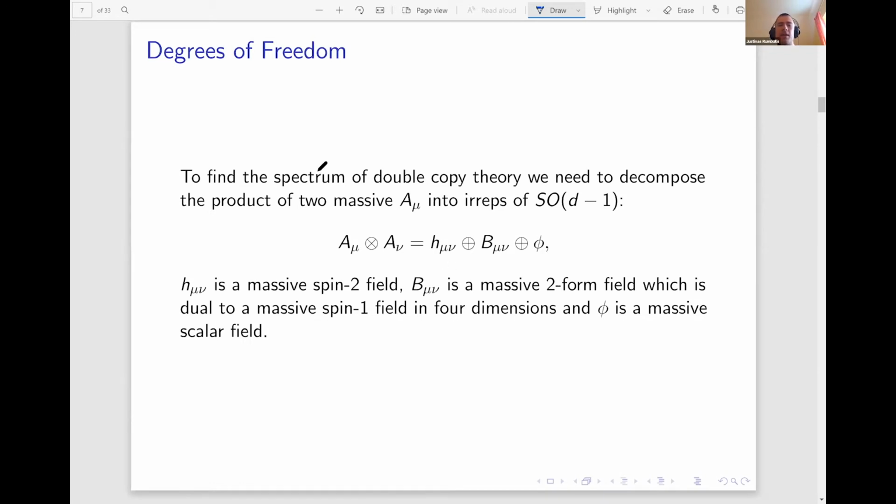So we started by looking at the number of degrees of freedom in both of these theories. For that, we had to decompose the product of two copies of massive spin 1 fields in terms of irreducible representations of the massive little group. So we get a massive spin 2 field, H, a massive 2-form field, B, which in 4 dimensions describes a particle of spin 1, which is different from the massless case, and a massive scalar, phi.